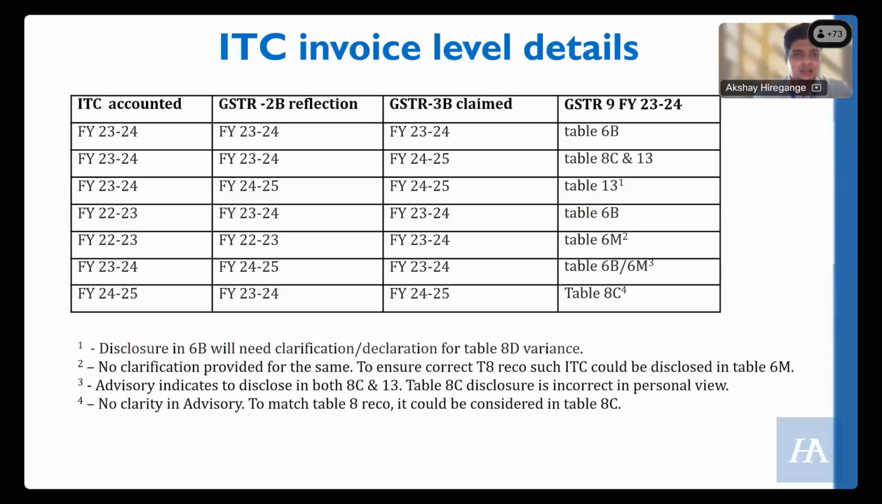So if you see here, each and every type of variation of credit claim has been covered and the disclosure has been provided. Whether this disclosure is mandated by government, answer is no. This is the disclosure that we have identified and analyzed and ensured the most appropriate disclosure considering the various requirements of reconciliation within this annual return.